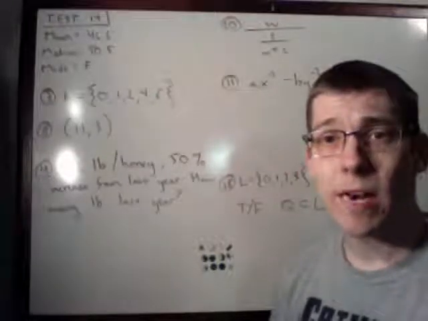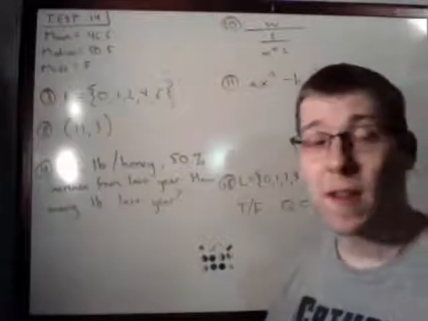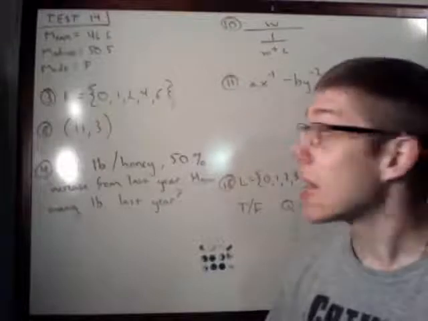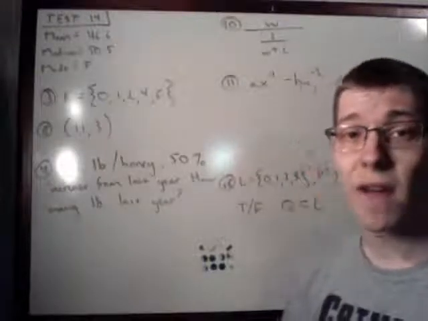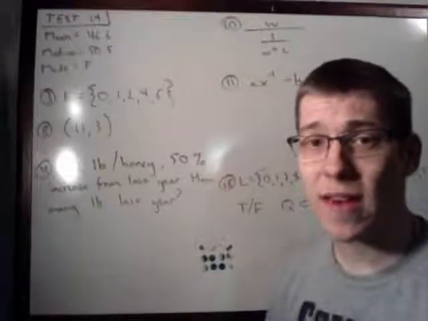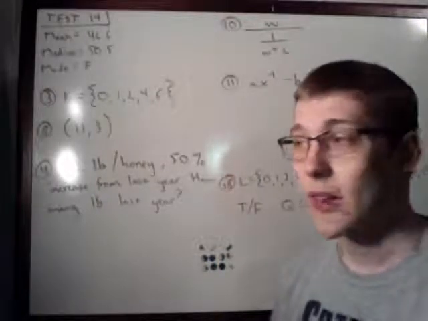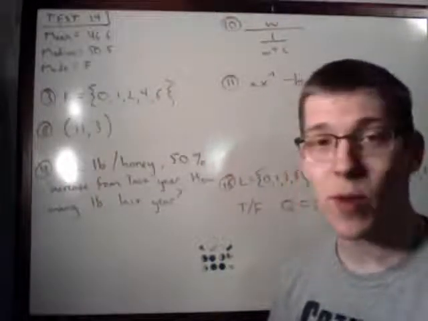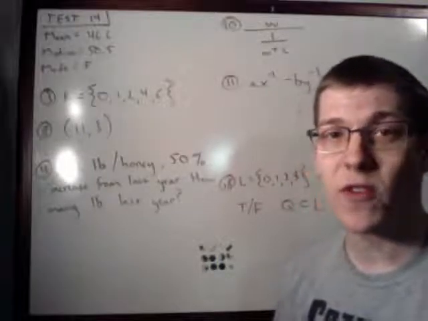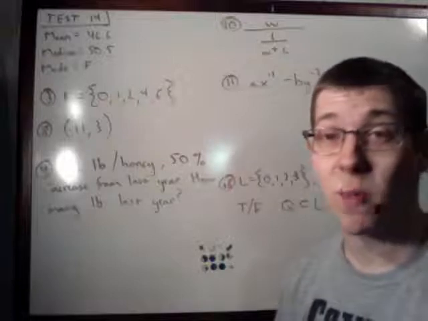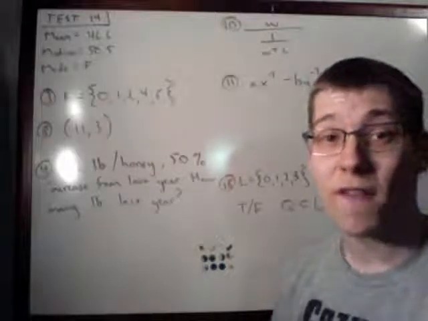Let's take a look at the mean, median, and mode for this test. Out of 60 possible points, the mean was 46.6, so a pretty solid C. The median was higher, 50.5 out of 60, which I was glad to see. Unfortunately, our mode was still an F. So although most of you did pretty well, those of you who are not doing so well, there are a few of you, pay attention to this video and other ones, and come to my virtual office hours.